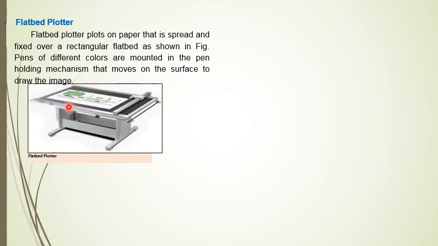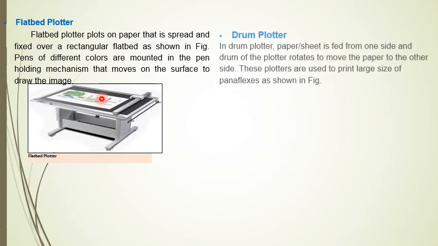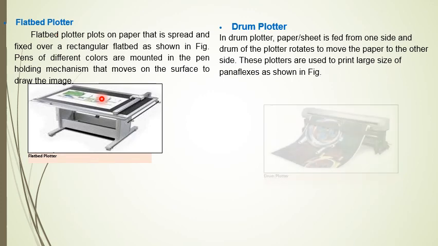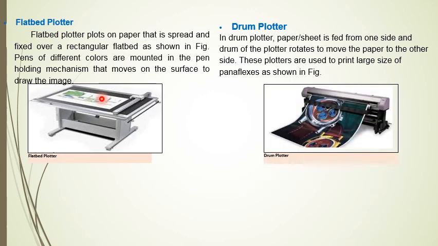So you can see basically a page is there. It will be put, and there are some colored pens over there, and these move and draw the image on the page. Another one is a drum plotter. In a drum plotter, a paper sheet is fed from one side, and the drum of the plotter rotates to move the paper to the other side.